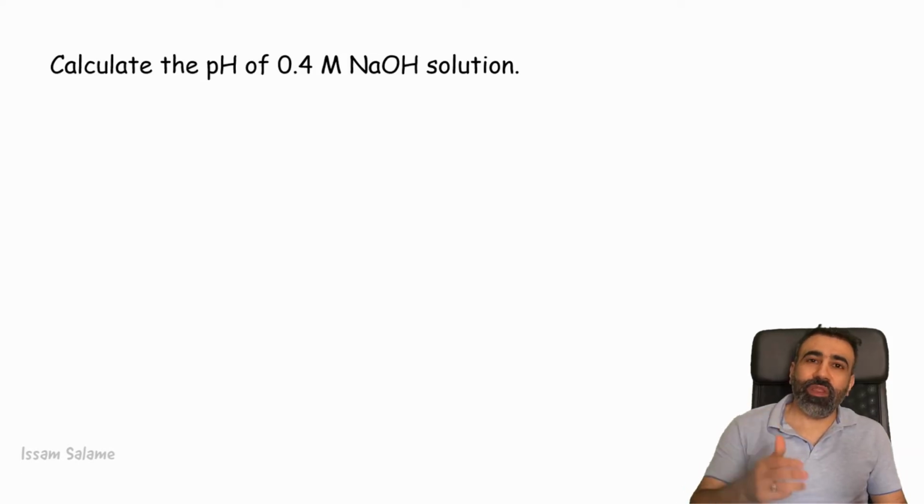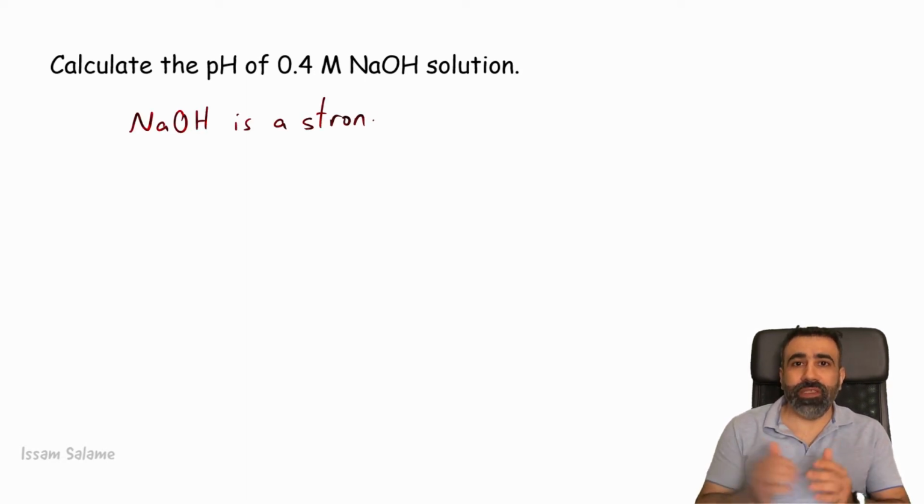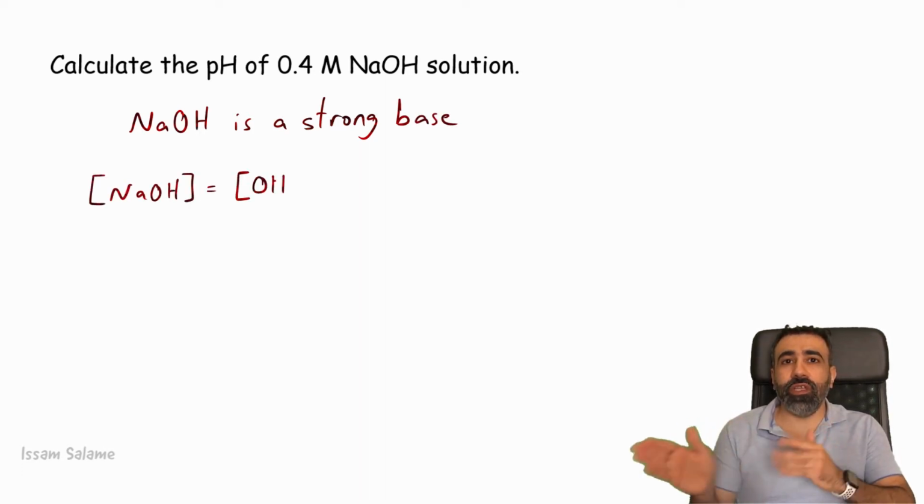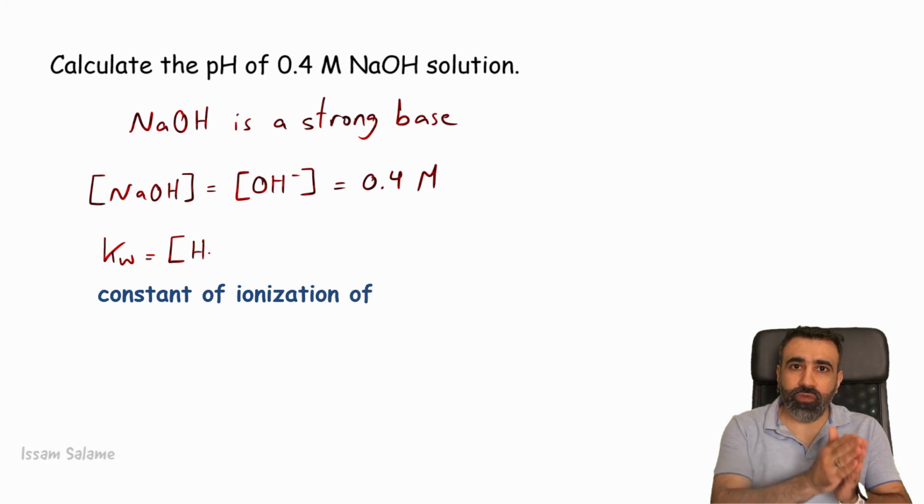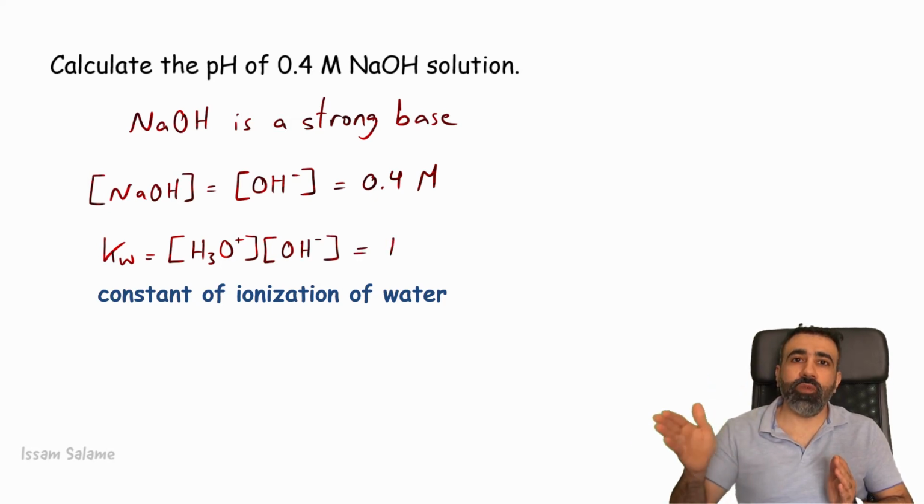Another question, calculate the pH of 0.4 molar NaOH solution, or sodium hydroxide. Sodium hydroxide is a strong base, which means that the concentration of sodium hydroxide is equal to the concentration of hydroxide ions, equal to 0.4 molar. But to calculate the pH, we need the concentration of hydronium ions. Fortunately, we have a relation between hydronium ions and hydroxide ions, which is Kw, the constant of ionization of water, equal to concentration of hydronium ions multiplied by concentration of hydroxide ions, equal to 1 times 10 to the power minus 14.